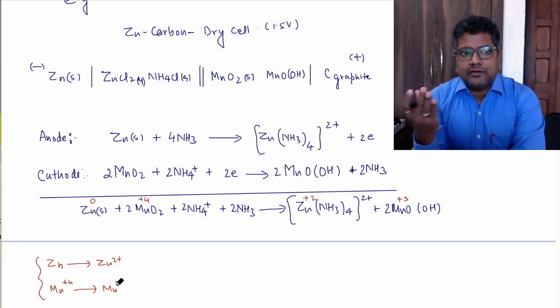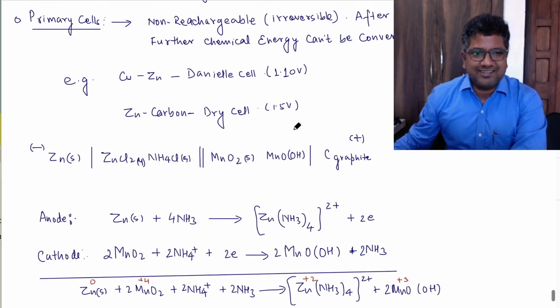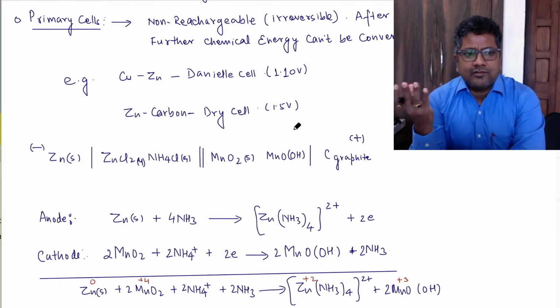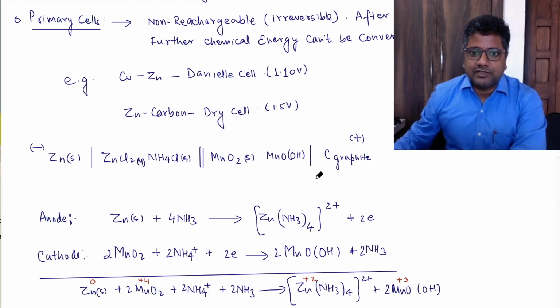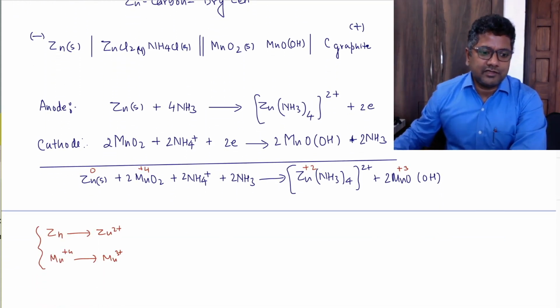And as a result, you will get the EMF from the cell of 1.5 volt, and minimum it is reduced to 0.8 volt. After reaching 0.8 volt, it is not further usable, right? That is low enough, so you cannot convert chemical energy into electrical energy any further.